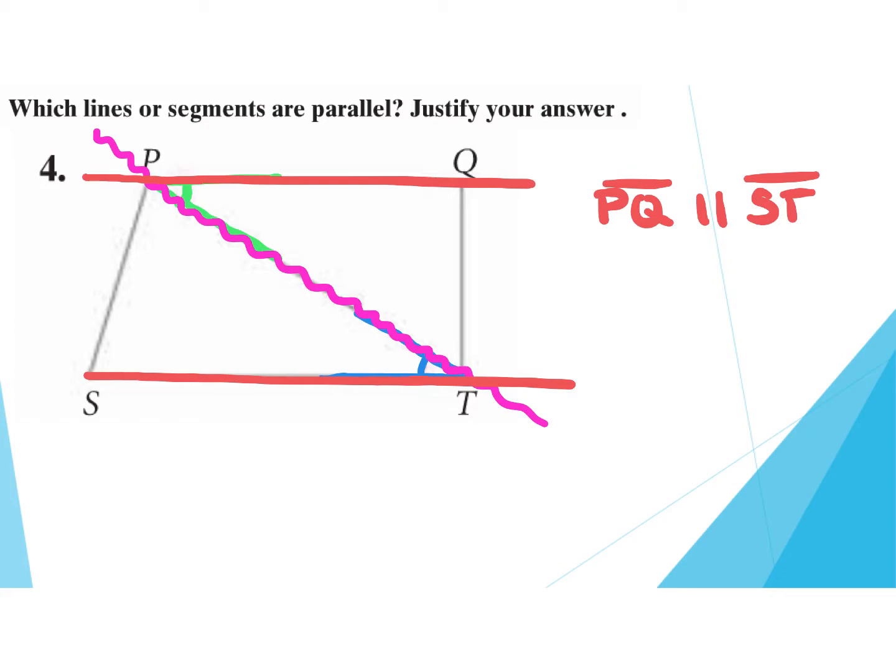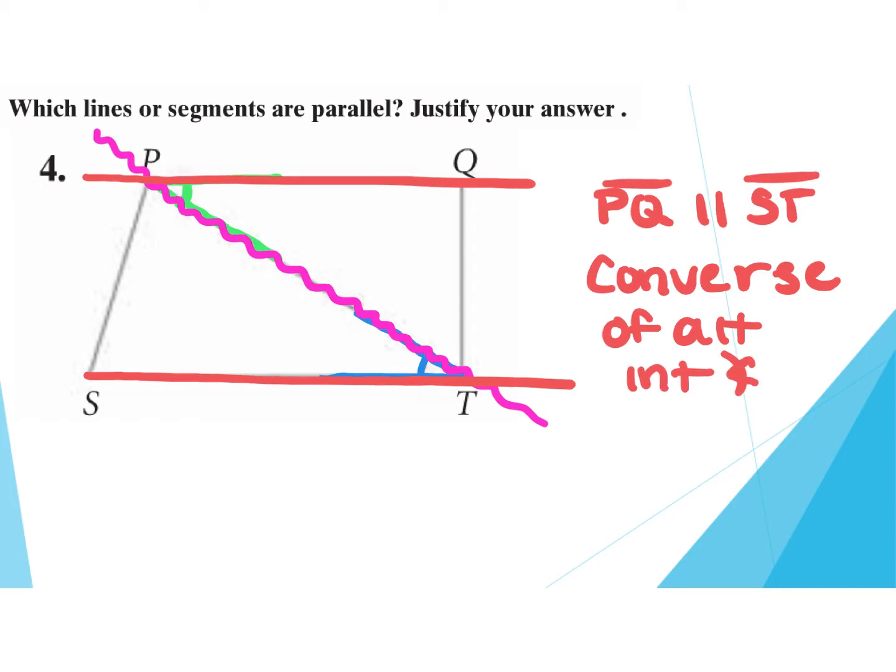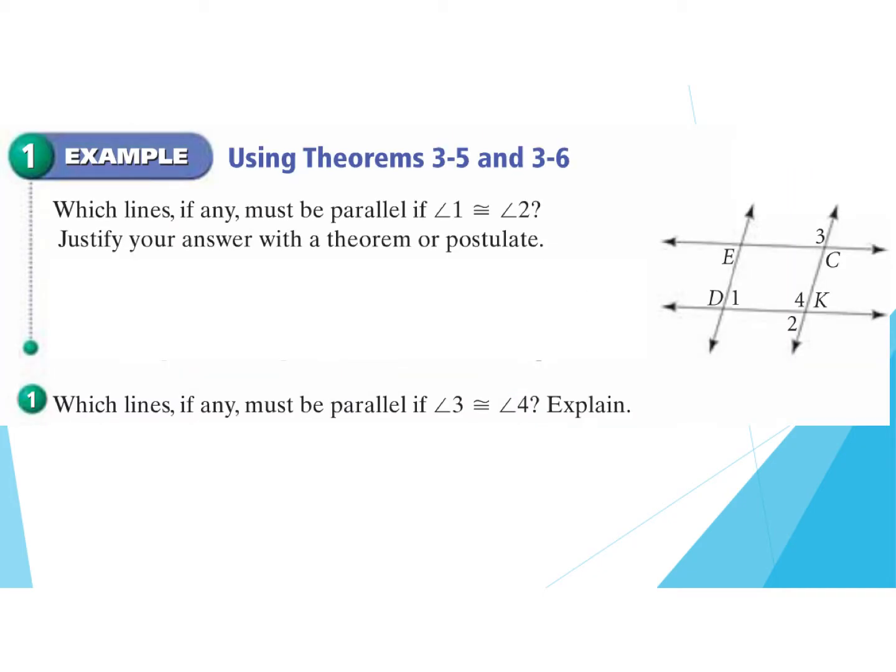So I could say that segment PQ is parallel to segment ST, and our reason would be these are congruent, and we can see these are alternate interior angles. So be converse of alternate interior angles. The next one says, which lines, if any, must be parallel if angle 1 is congruent to angle 2 and justify with the theorem or postulate?